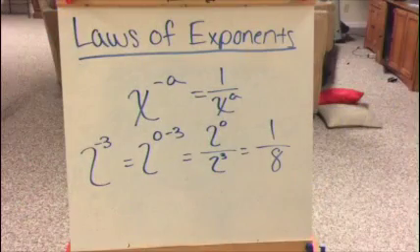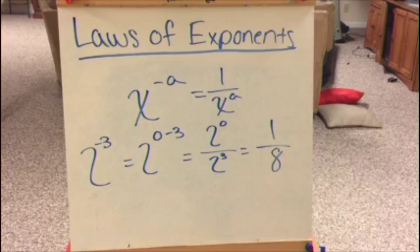This next law is x to the negative a equals 1 over x to the a. Now if you take the example 2 to the negative third, which equals 2 to the 0 minus 3, which we learned from a previous law that when they are subtracted, they become divided, so 2 to the 0 over 2 to the third, which is equivalent to 1 over 8, which also equals 2 to the negative third.